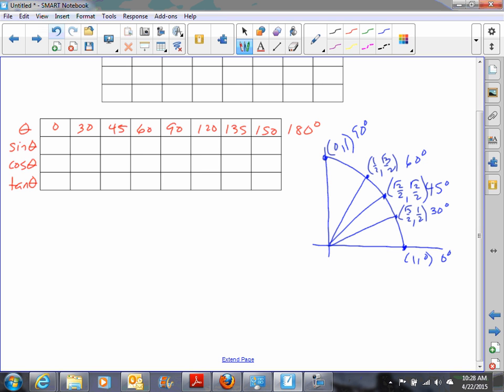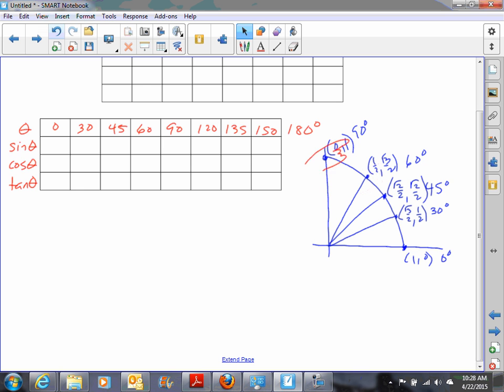Now, since this is a unit circle, the radius is 1, then it turns out that x in each of these ordered pairs is the cosine of that angle, and y is the sine of that angle. So if we look at the sine of 0 degrees, 0 degrees is right here, and the sine would be 0. The sine of 30 degrees would be 1/2. The sine of 45 degrees would be square root 2 over 2. The sine of 60 degrees would be square root 3 over 2.